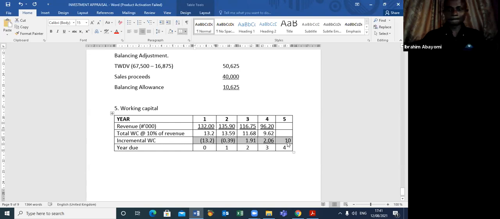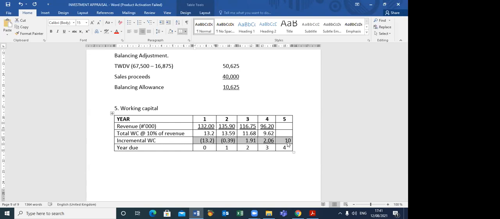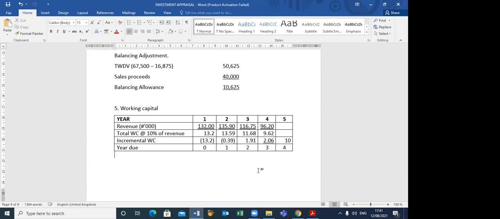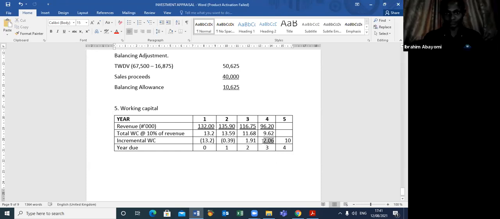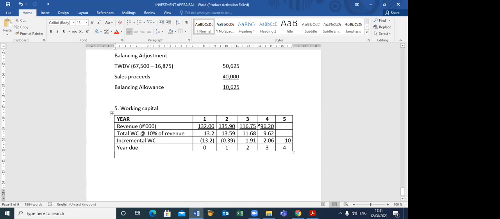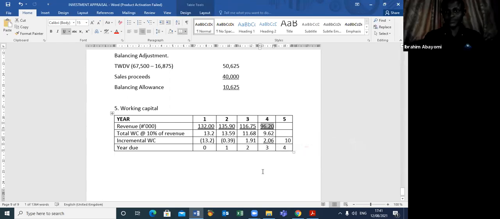For the incremental working capital, the normal way that I know is the way they used to treat the last one, the year 5. They used to bring the last figure, like the year 4 one. So the 9.6 should be the incremental for year 5.